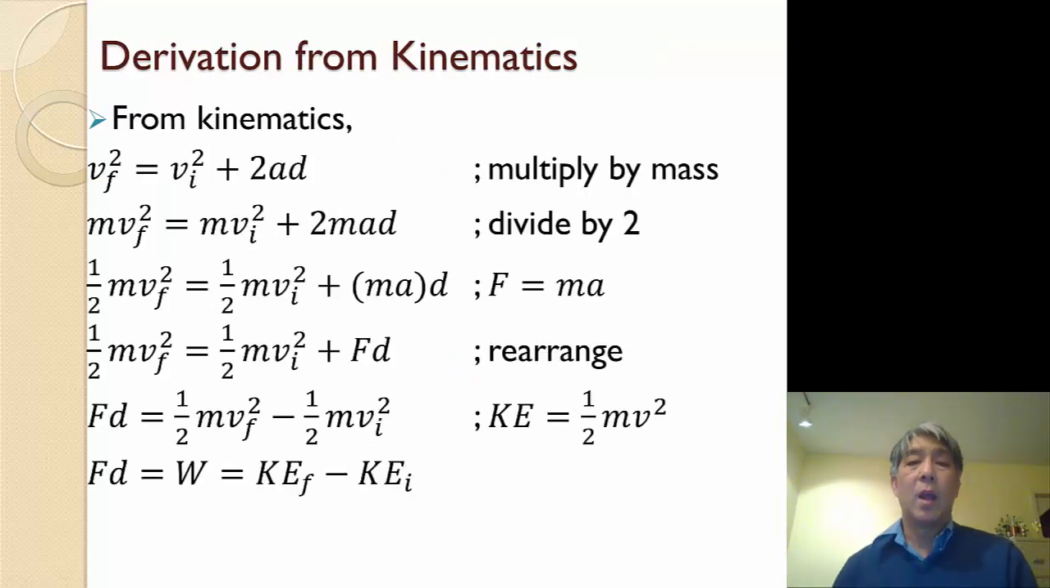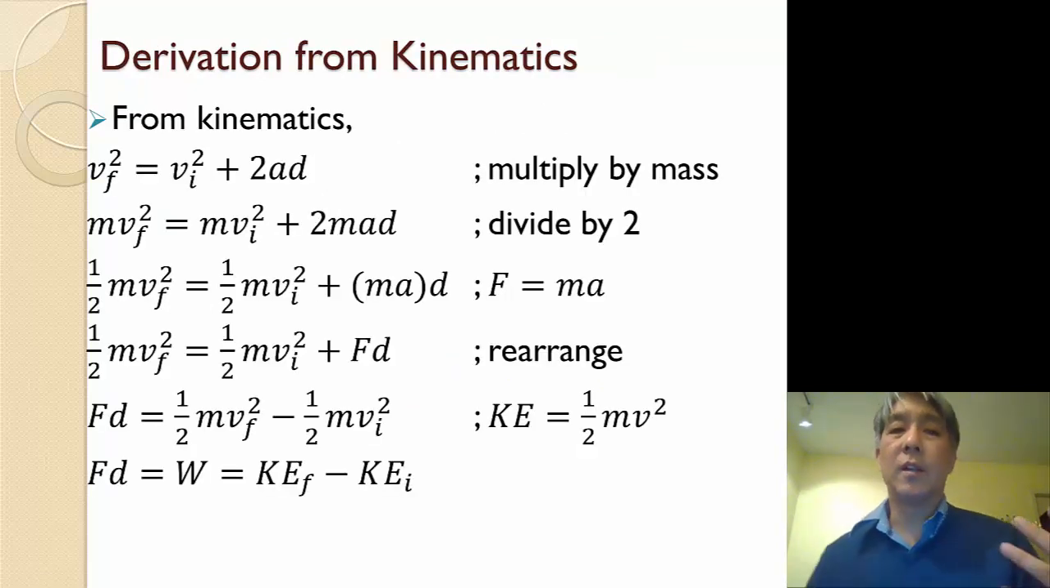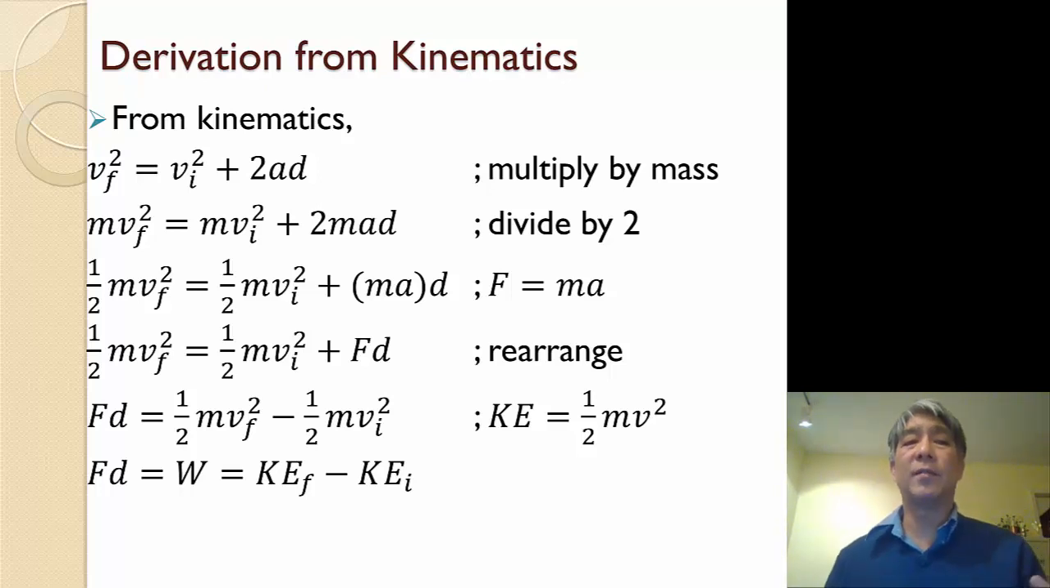Okay? This is the derivation. Again, this is a proof. You don't need to know it. Some people like it. Starting from kinematics, we have the formula that Vf squared is equal to Vi squared plus 2 times acceleration times distance. If I multiply both sides by mass, I end up with mVf squared equals mVi squared plus 2mad. If I divide throughout by 2, I then have 1/2 mVf squared is equal to 1/2 mVi squared plus mass times acceleration times distance.